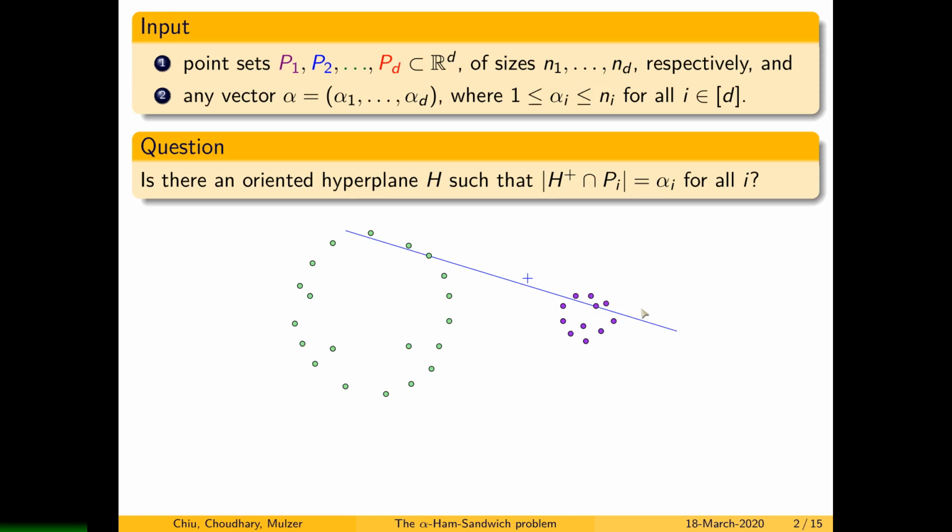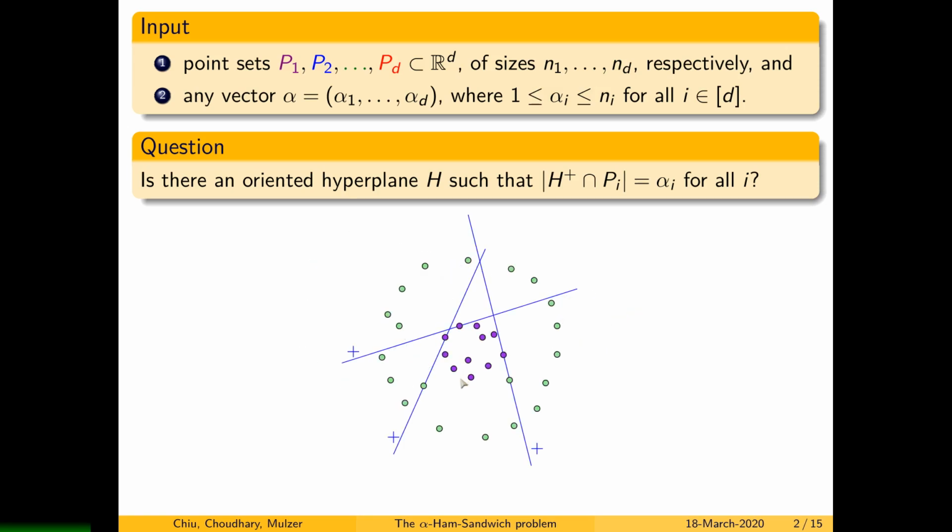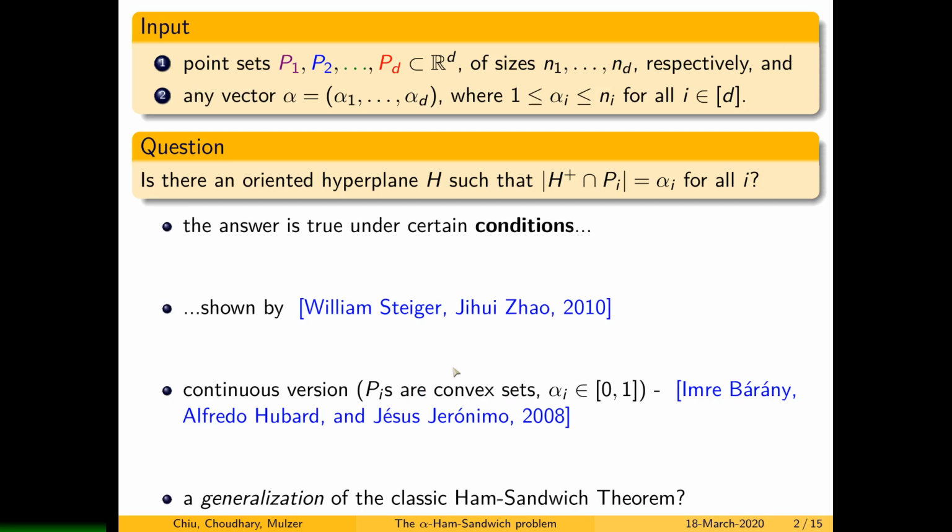However, if we move the points a little bit to get something like this, then no matter how hard we try, we cannot find a line which contains precisely 1 green point and 1 violet point on one side. So the answer to the above question is true, but only under certain conditions, which was shown by Steiger and Zhao in 2010. Previously, there was also a continuous version of this theorem. This seems very much like a generalization of the classical ham sandwich theorems where we only worry about bisections, but it will become shortly clear that this is not true.